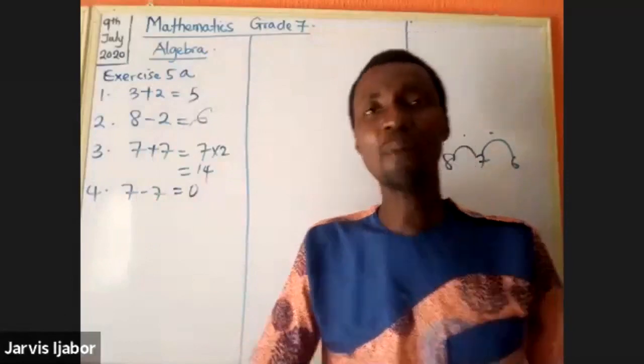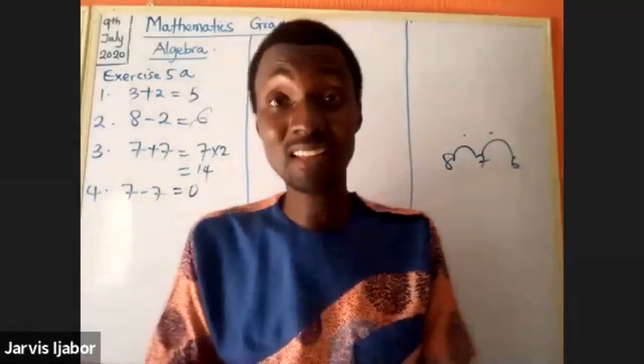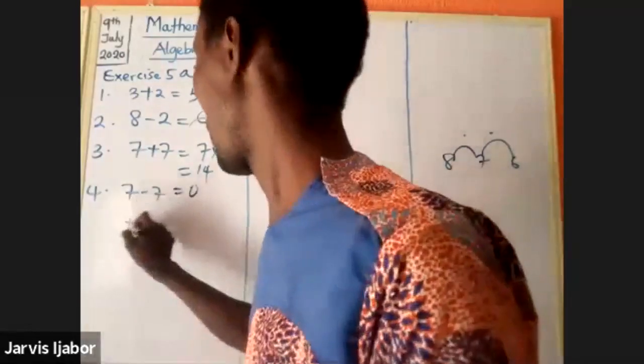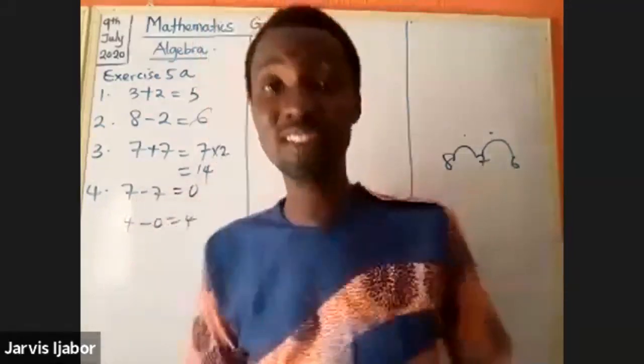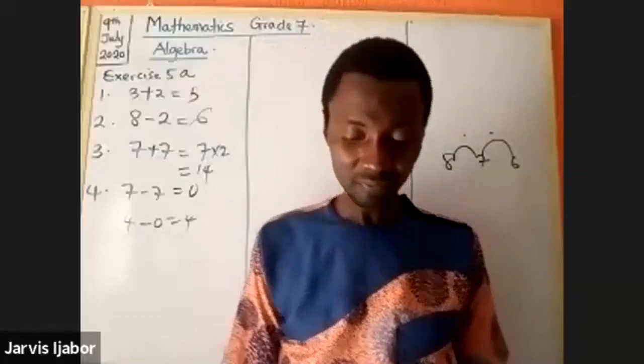Number 6, 4 minus 0 means don't do anything. 4 minus 0 means stay where you are. So 4 minus 0 is equal to 4. You don't need to do anything to that. You don't move.